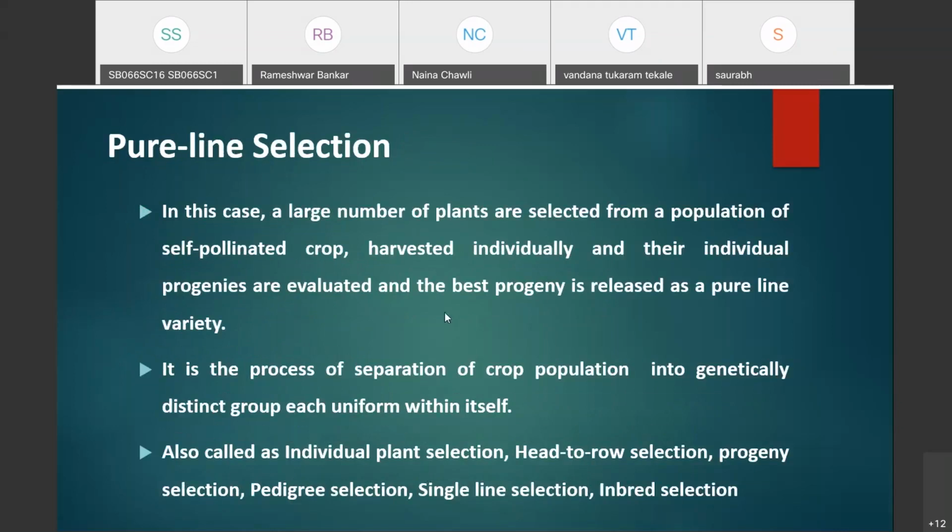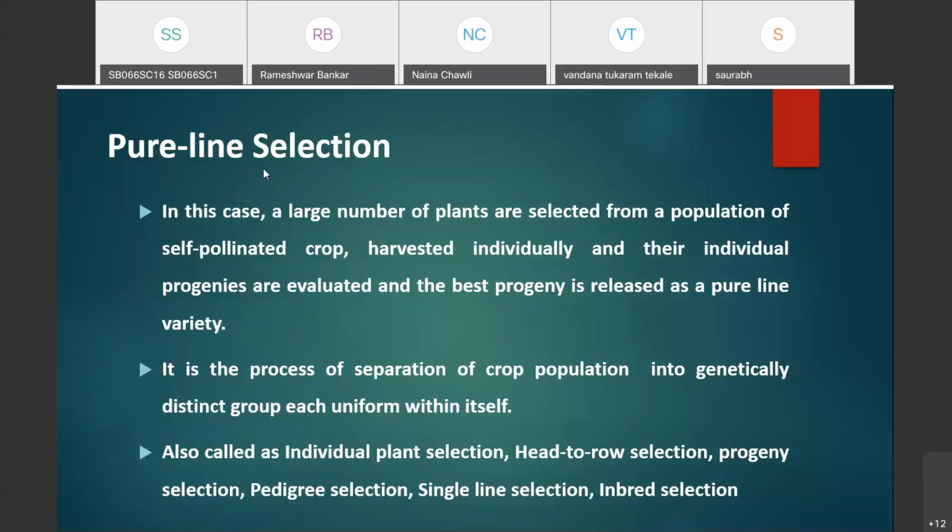First of all, what is meant by pure line selection? In this case, a large number of plants are selected from a population of self pollinated crop. Okay, here we have discussed in the last lecture the mass selection. The mass selection is the method which is useful for the production of a new improved variety in the cross pollinated crop. And today we are discussing the pure line selection, which is the method which is extensively used to develop a new improved variety in the self pollinated crop.